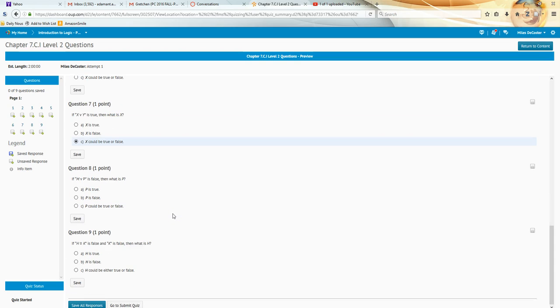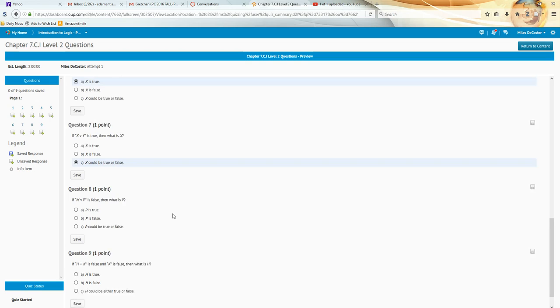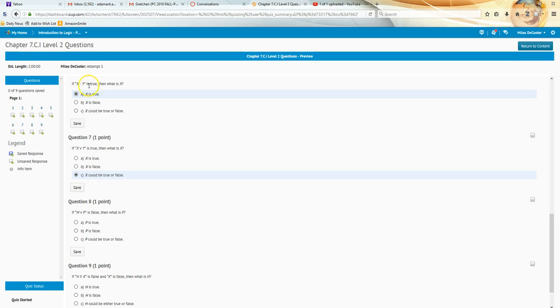And that's how you would go through and answer the questions in this quiz. You're going to have to refer back to the truth tables in the book to figure out what is possible when the whole claim is true. And sometimes it's only one case, sometimes it's multiple cases, and then you have to figure out what you know about one of the individual parts.